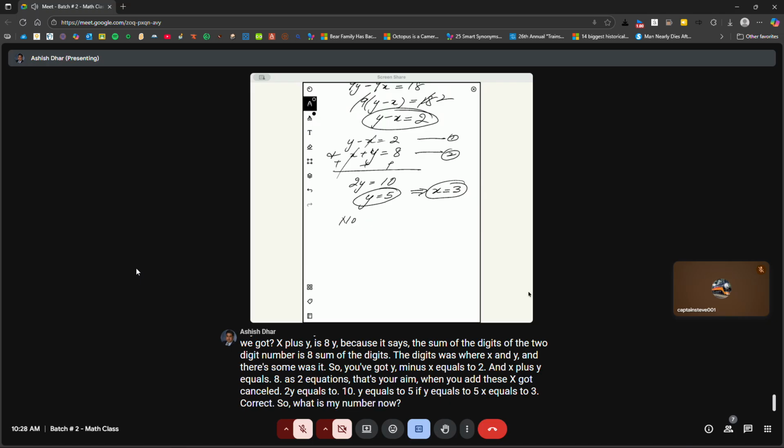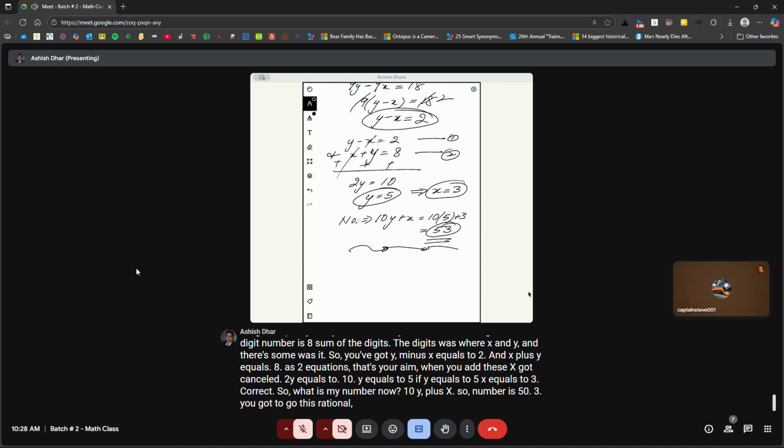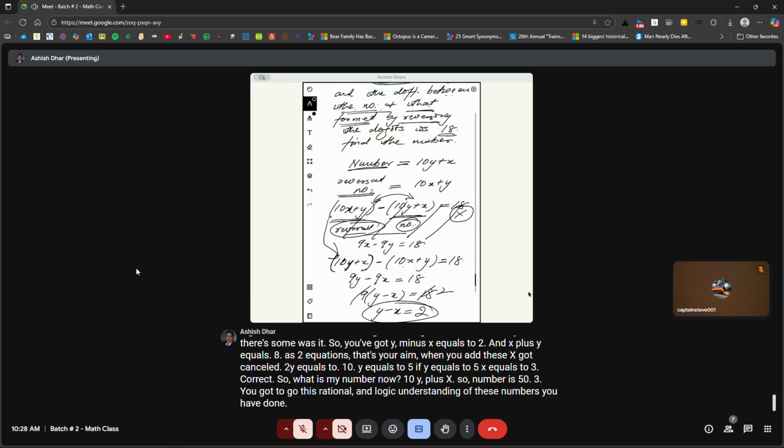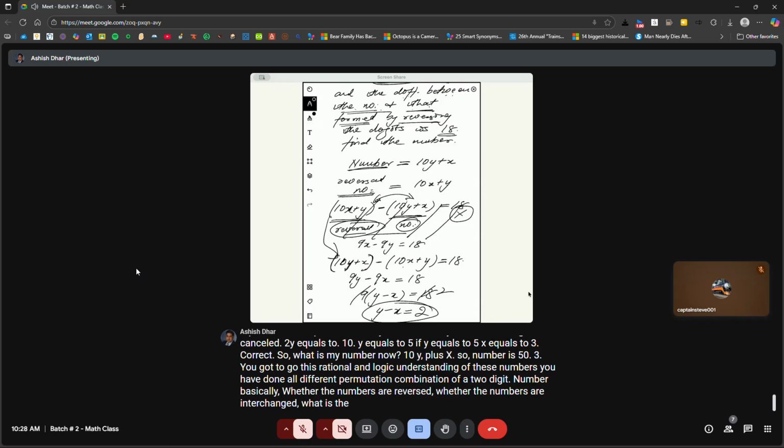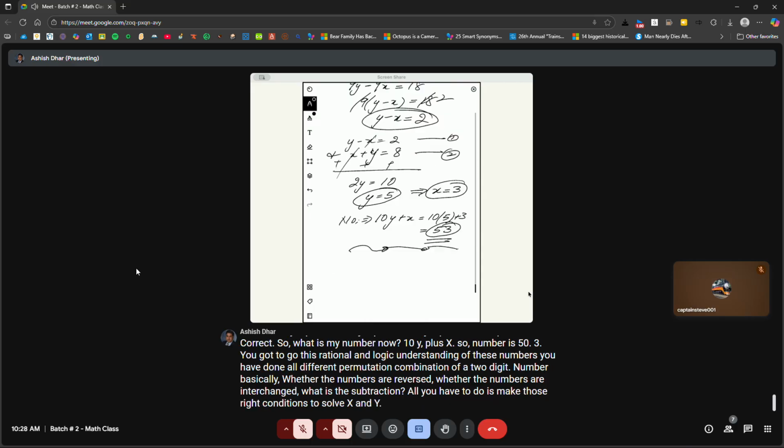Correct? So what is my number now? 10y plus x. So the number is 53. You have to go through this rational and logical understanding of these numbers. You have done all different permutations and combinations of a two-digit number, basically. Whether the digits are reversed, whether they are interchanged, what is the subtraction. All you have to do is make the right conditions to solve for x and y and find the number eventually.